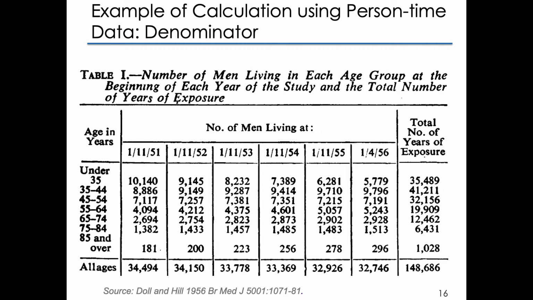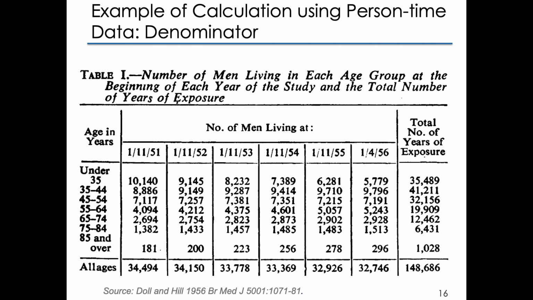They're showing the number of men living in each age group at the beginning of each year of the study and the total number of years of exposure. So their person time is over on the right, the total number of years of exposure, or we would call it now the number of person years of exposure. They also break this out by age because in most analyses of data about human beings, so many health conditions vary dramatically by age, and so we sort them out and use different methods to account for the age of the population being studied.